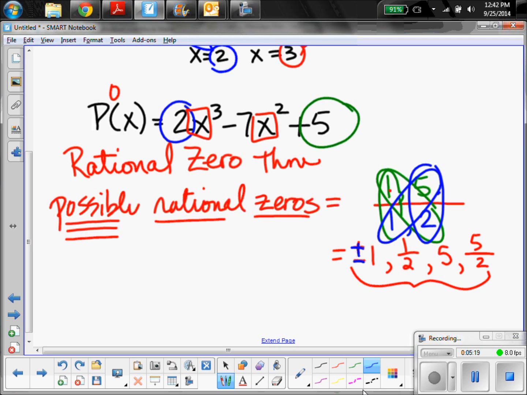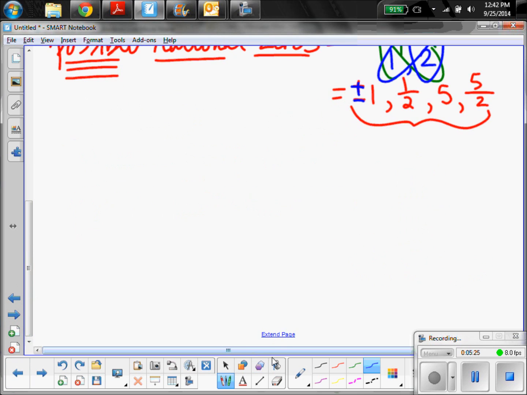Now, how do we figure out which of those 8 are actual zeros? Let me rewrite my p of x because it's gotten kind of messy. My p of x is 2x cubed minus 7x squared plus 5.